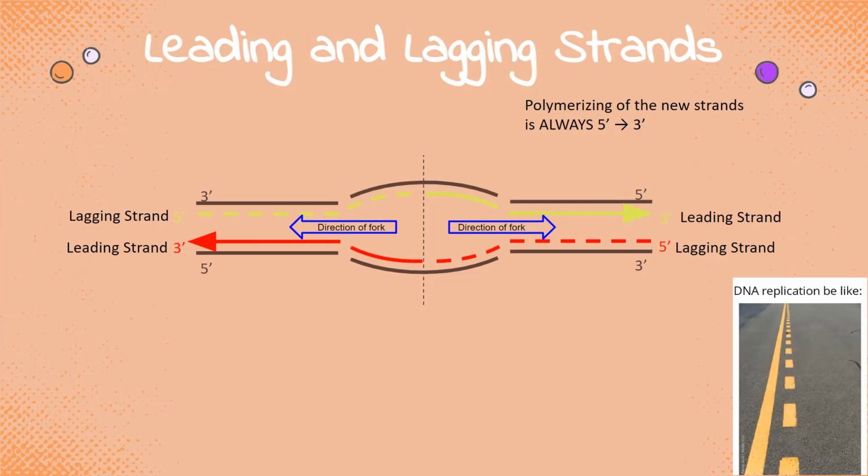And the lagging strand is called lagging because it's going in the opposite direction of the replication fork. And you have the Okazaki fragments that need to be ligated after the process of replication is done. And that's why it takes longer.